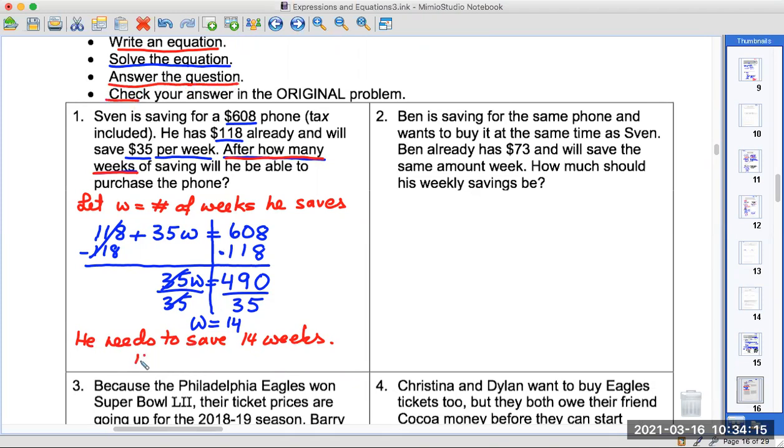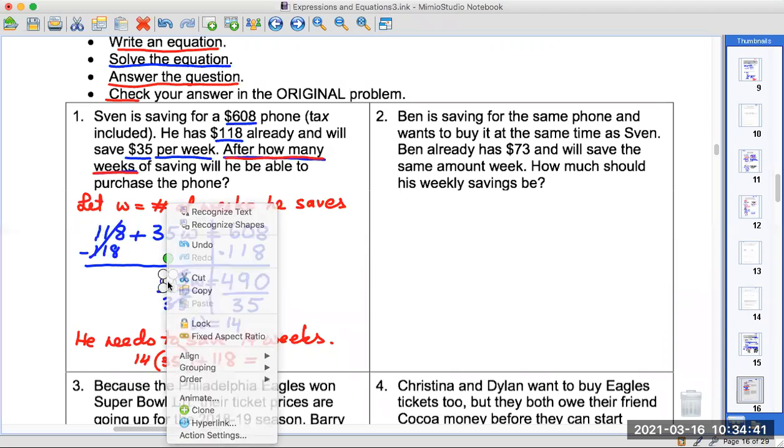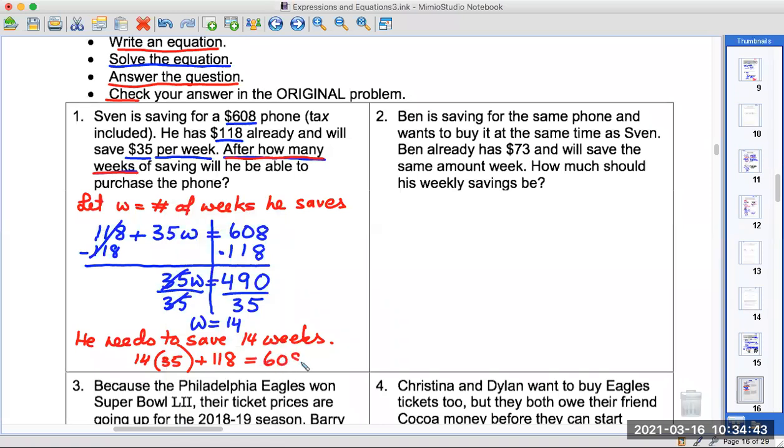So 14 times 35 plus the 118 should be 608. So 14 weeks, each week $35 plus what he started with. 14 times 35 plus 118 is indeed $608. Check. Okay. I just reversed it.